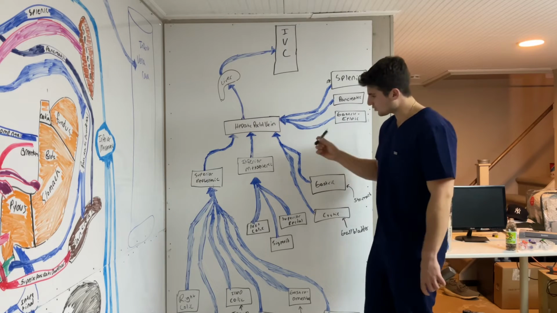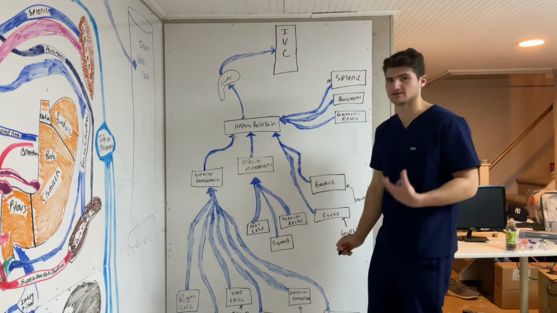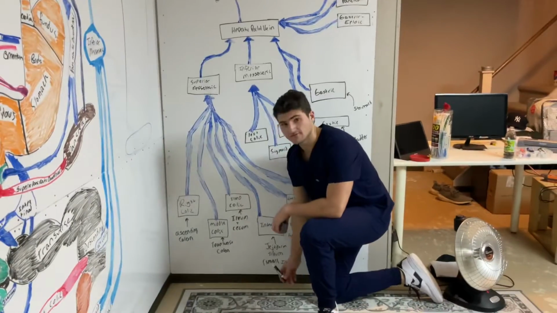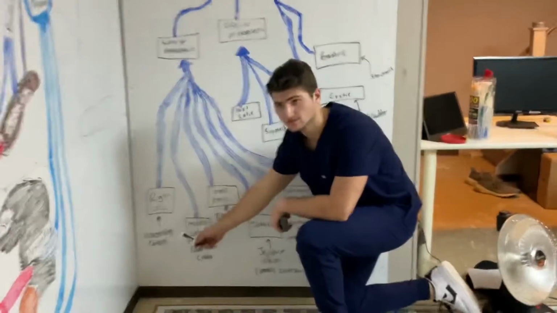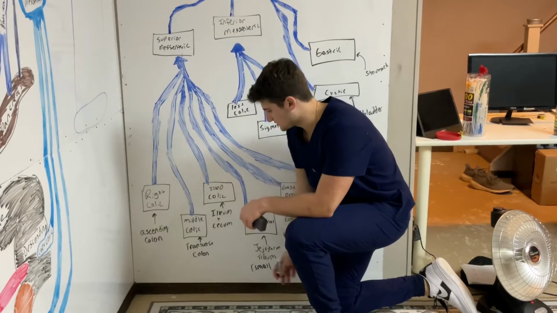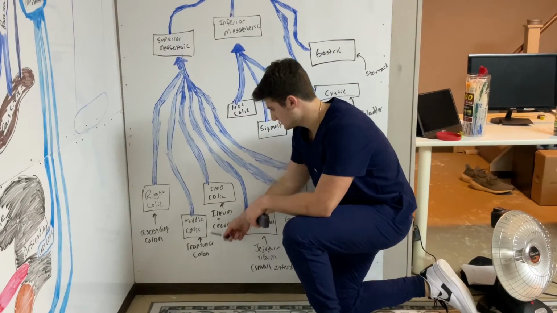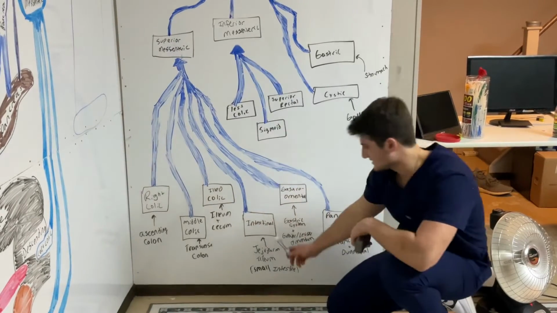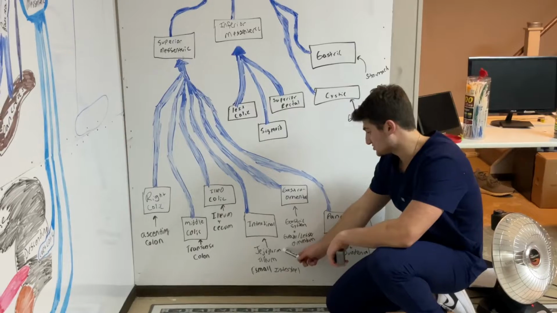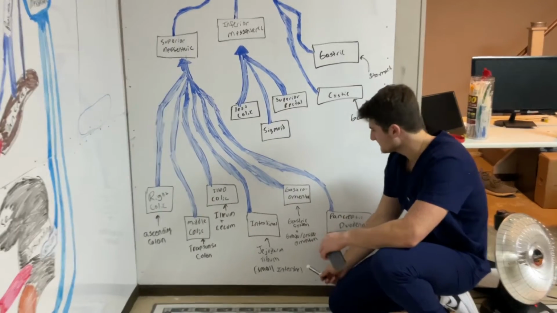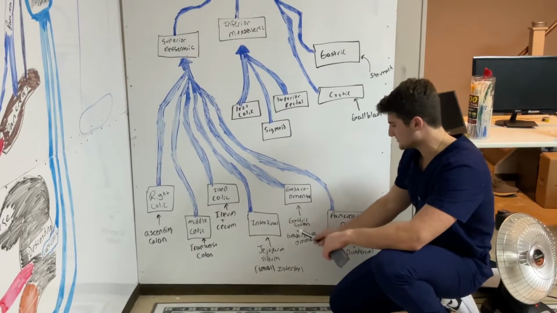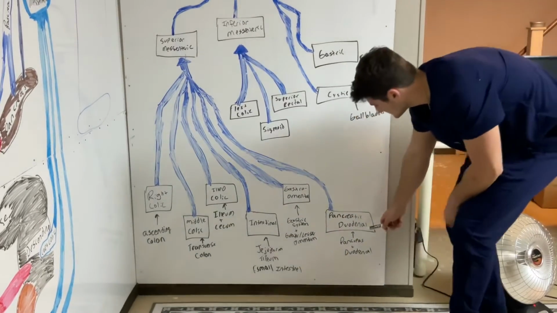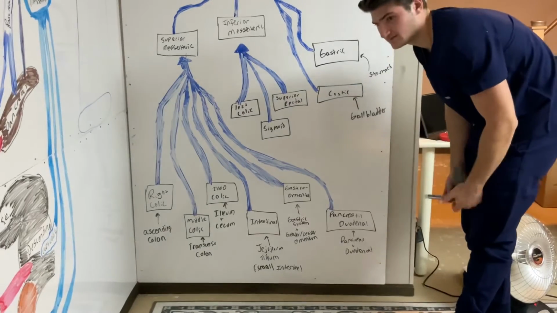Now, what flows into the superior mesenteric vein? We're going to have the right colic vein, which is going to be the ascending colon. We're going to have the middle colic vein, which is the transverse colon. The ileocolic, which is the ileum and the cecum. The intestinal, which is the jejunum, the ileum, and the small intestine. The gastro-omental, which is going to be the gastric system, and the greater and lesser omentum. And then the pancreatic duodenum, the pancreas and the duodenum.